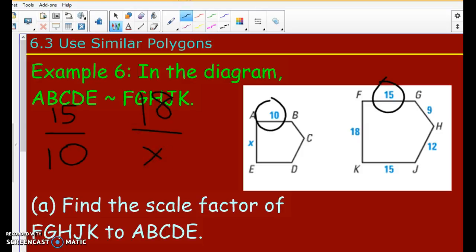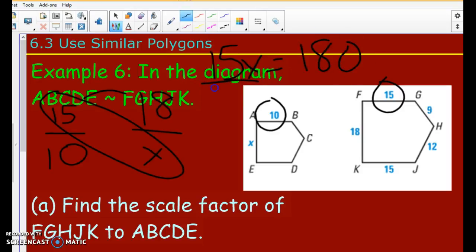And here's another one where I wouldn't be able to find it easily because 15 doesn't go into 18 very nicely. So I would have to cross multiply. So I end up with 15x is the same as 180. I divide both sides by 15, and I end up with about 12. Okay, and that does make sense.